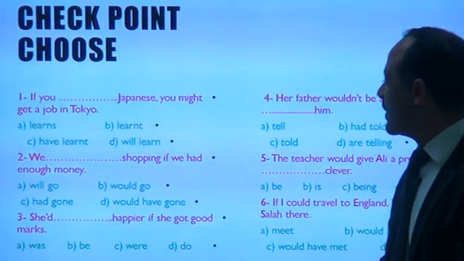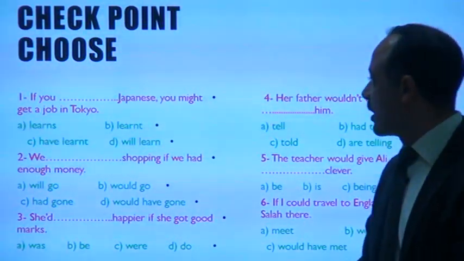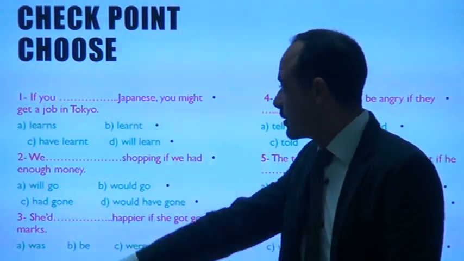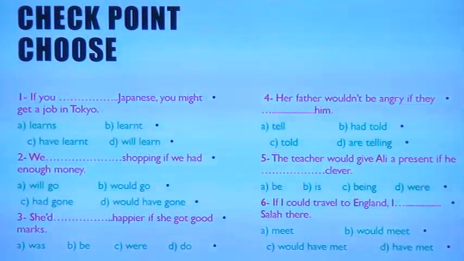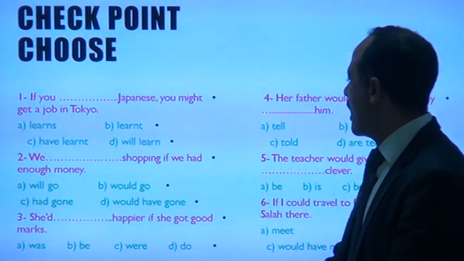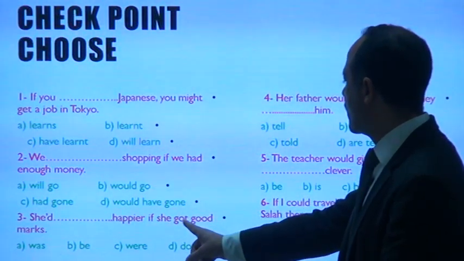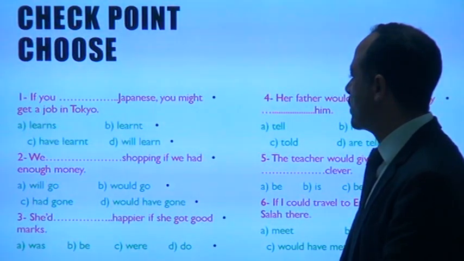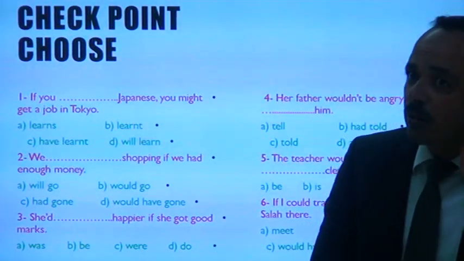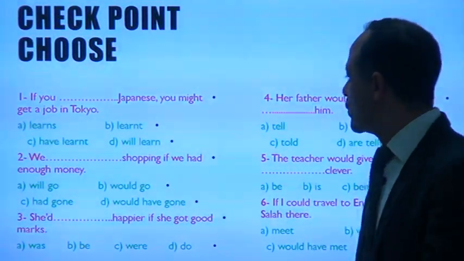Number 3. She ___ happier if she got good marks. I remind you that apostrophe d is the abbreviation of what? Here I'm having if in the middle. Okay? So it is followed by got. If she got good marks, got, past simple. So she would what? Can you remember, would is followed by what? Yes, would is followed by infinitive. So I have to choose the infinitive here.